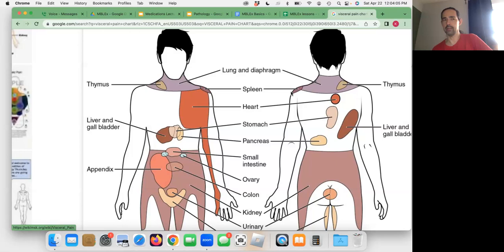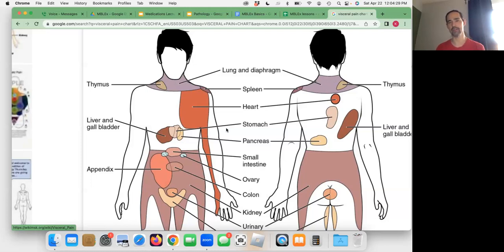I think the gallbladder might have a referral pattern like that too. The thymus is off center. The thymus gland itself is centered right in front of the spine, but for some reason, the pain referral pattern is off center. And then you have the lungs that refer pain or can manifest in pain over the dome of the lung and then slightly up into the neck, or the diaphragm.